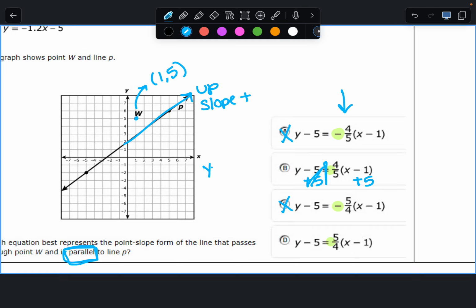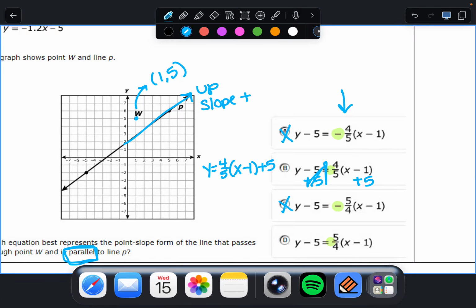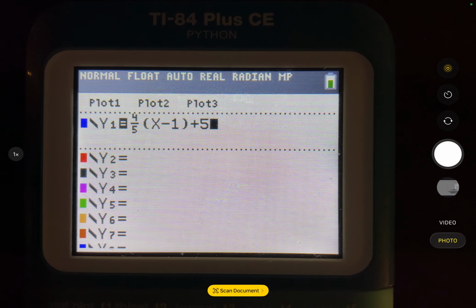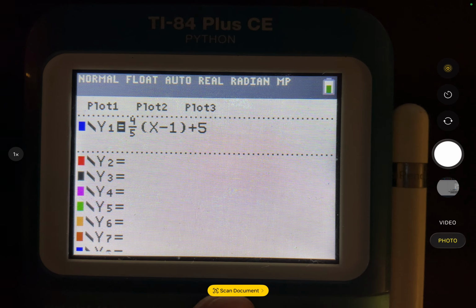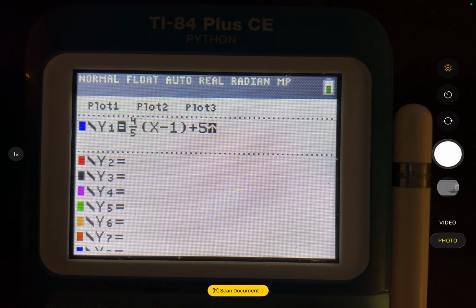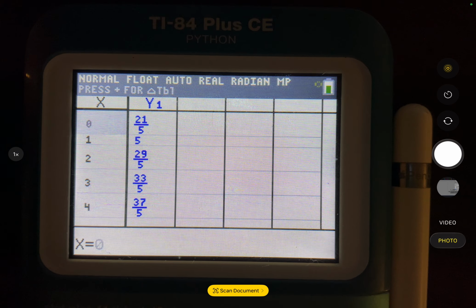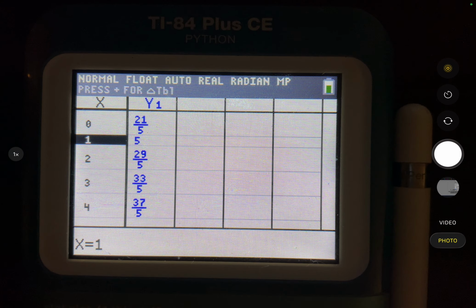So then you get y equals 4 over 5, parentheses, x minus 1 plus 5. And that is what I'm going to put into y equals to check. Once again, I'm allowing the calculator to do the math part for me. I don't have to solve it, okay? So when I type it into y equals 4/5, parentheses, x minus 1 plus 5, and then I hit second graph. Oh, it's B! I'm so good. There's 1.5. Got it?